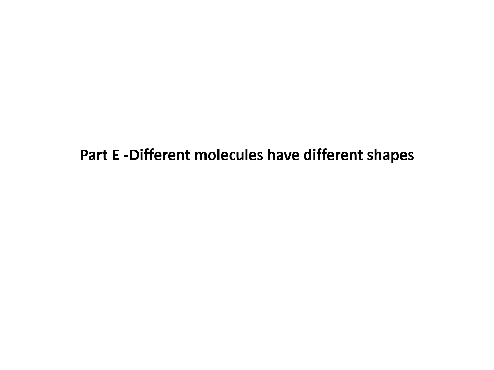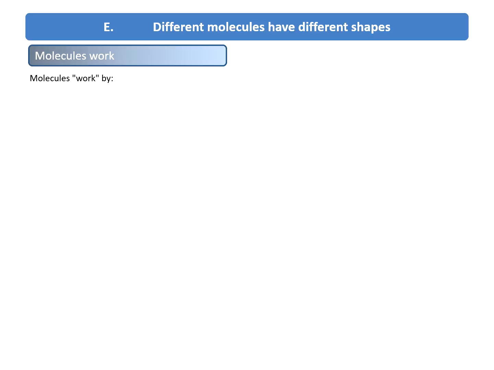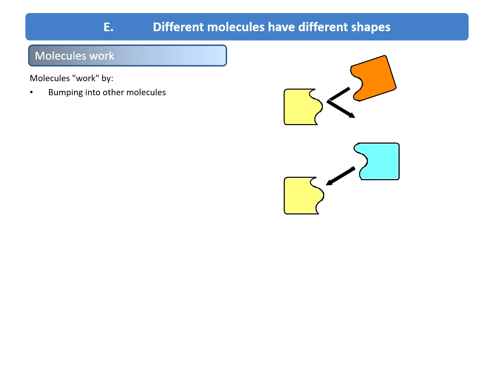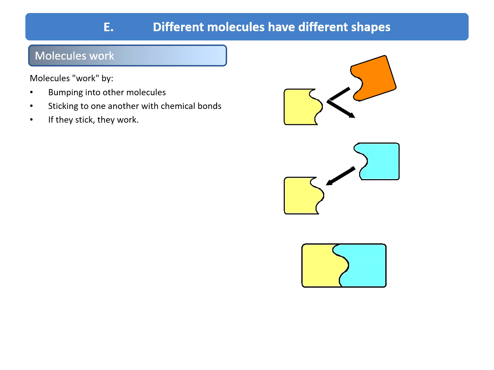Different molecules have different shapes. This sounds pretty elementary, but I can't emphasize how important this is for the functioning of life. Molecules are in constant motion, and they work by bumping into one another. When they bump into another molecule, they may stick. They stick with chemical bonds. If they stick, they work. Now, what that means will become apparent as the course unfolds.